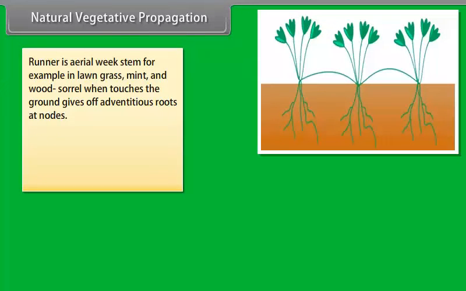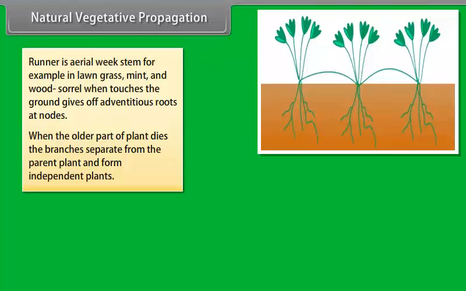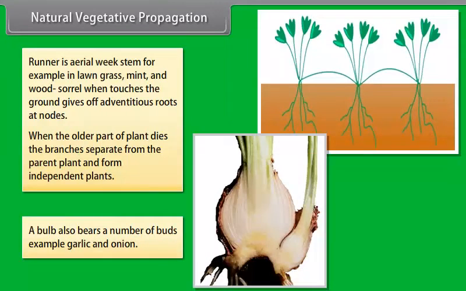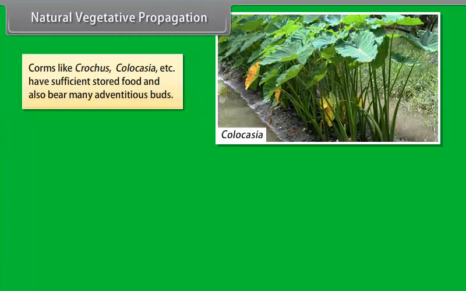Runner is an aerial weak stem, for example in lawn grass, mint, and wood sorrel. When it touches the ground, it gives off adventitious roots at nodes. When the older part of the plant dies, the branches separate from the parent plant and form independent plants. A bulb also bears a number of buds, example, garlic and onion. Corms like crocus, colocasia, etc. have sufficient stored food and also bear many adventitious buds.